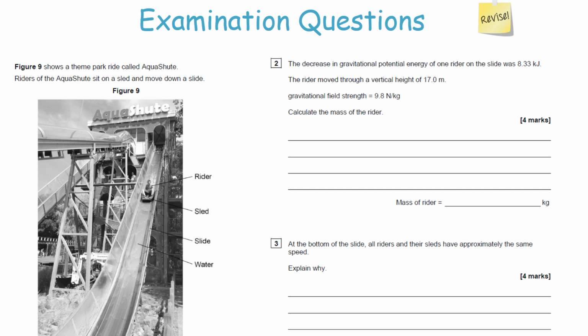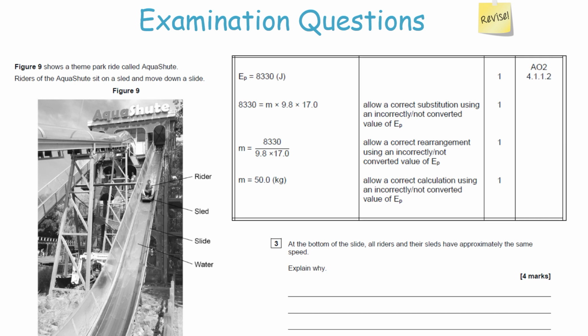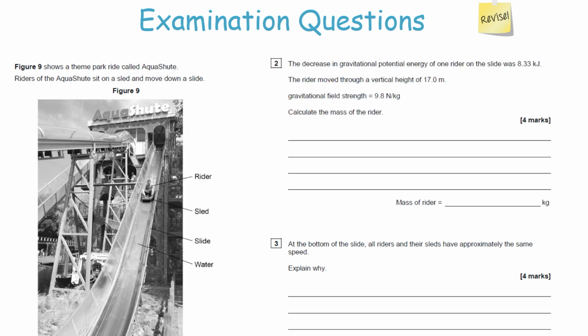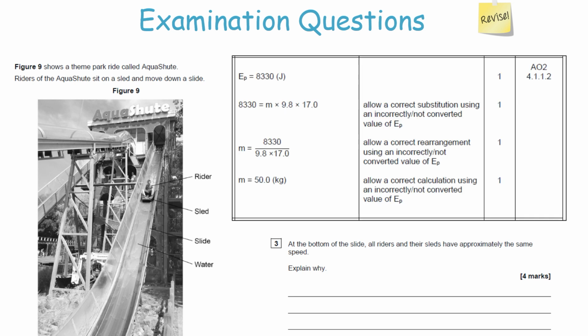Now the first question is linking it into the gravitational potential energy equation, which you are given in your equation book. So you say that gravitational potential energy is equal to mass times by gravity times by height. So you then pop in your values from your equation directly. So that gets you your first mark. Now it's 8,330 because 8.33 kilojoules is actually 8,330 joules is equal to mass times by 9.8 times by 17, which is the change in the height. We then rearrange our equation, as you can see on the screen, and make m mass the subject. You then work a value out to be 50.0 kilograms.